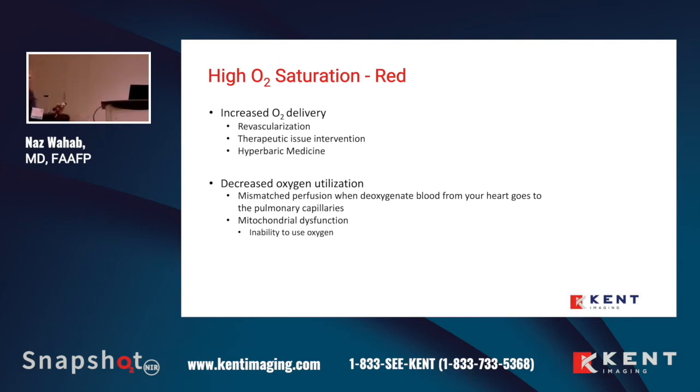It also shows decreased oxygen utilization. So if there's any mismatched perfusion, we should be astute to that. Any kind of mitochondrial dysfunction, which sometimes occurs in a chronic inflammatory state, you're going to see this mitochondrial dysfunction and an inability to use the oxygen. So you may see a hyperoxygenated area.